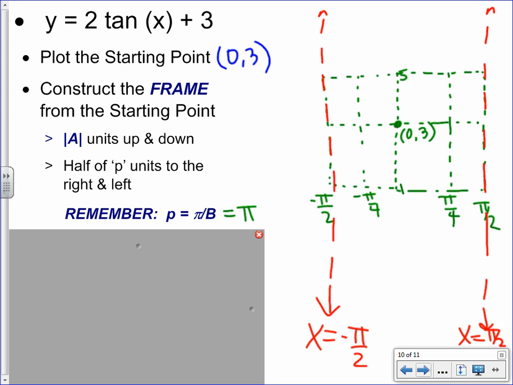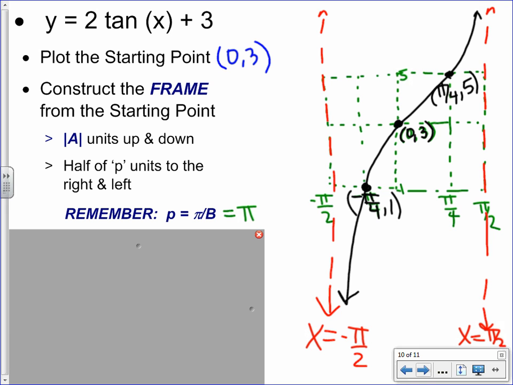And then we want our 3 points. The starting point will always be 0, 3. And then we want points on the edge of our frame. So this one would be at pi over 4, 5, because A was 2, it has to be 2 away. And then this one is at negative pi over 4, 1. Since our A was 2, that has a vertical distance of 2 away. And then we can snake through here. So there's one period of our tangent function.